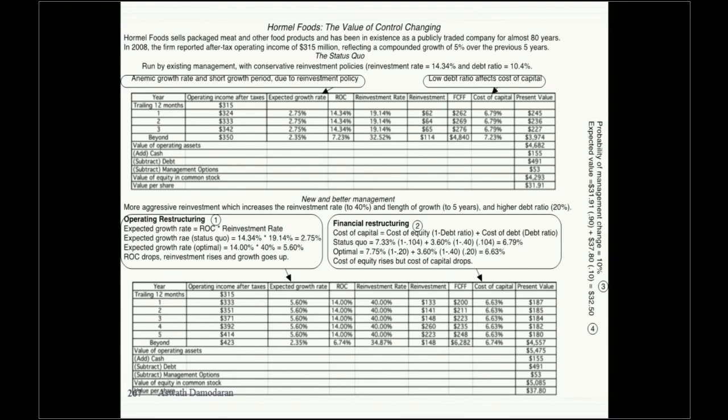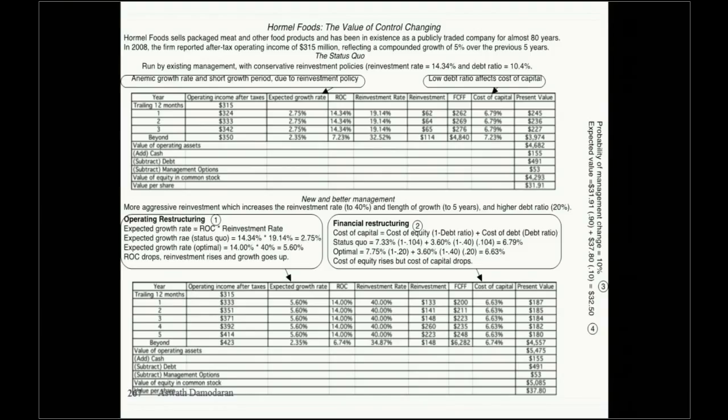Anybody else? Anybody who could see the numbers and react differently? And basically, here are the two changes I made. First, I assumed that they would reinvest more money than the existing management, so their reinvestment rate goes from 19 to 40%. But at a cost: their return on capital is going to be lower because they will have to accept projects that the old managers did not. So lower return on capital, higher reinvestment rate. Their growth rate goes from 2.75 to 5.6%, and it's going to last a longer time because you've got a high growth window now.